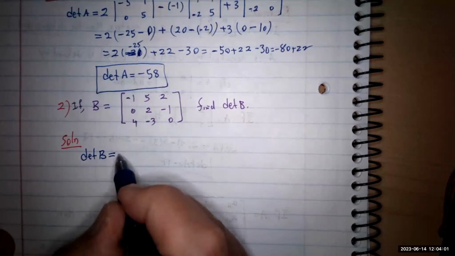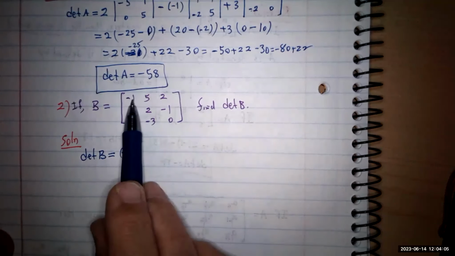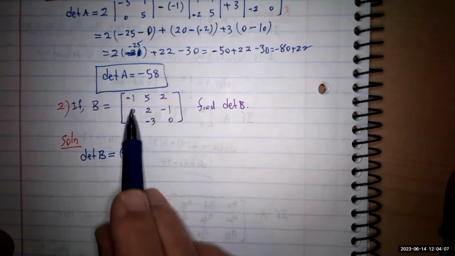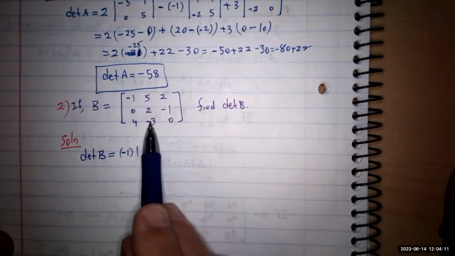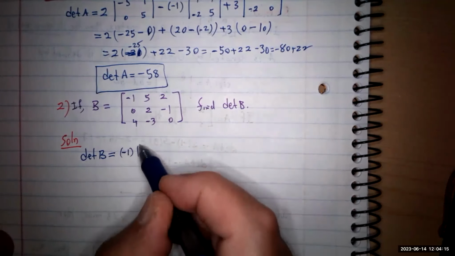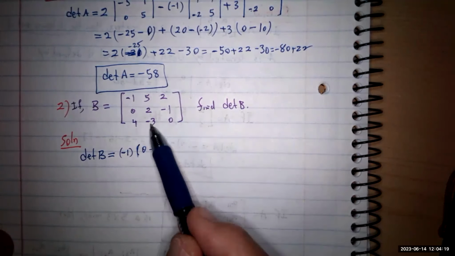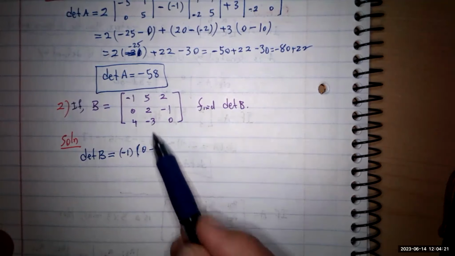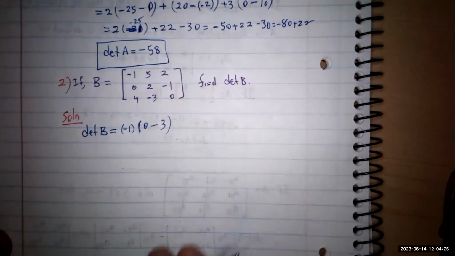The first number is going to be -1 times, you see the matrix, you eliminate the first row and the first column, so the matrix is this one: 2, -1, -3, 0. Cross multiply. 2 times 0 is 0. Minus -1 times -3 would be +3. But there is a negative here. So that gave me the first one.